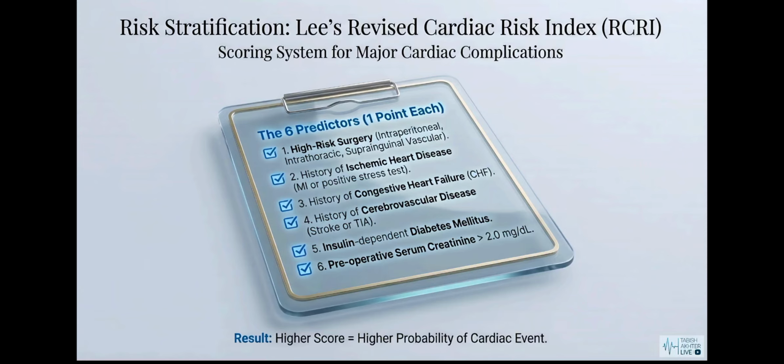or if the person is having insulin dependent diabetes mellitus, right? And finally, we will also do the blood test to determine the pre-operative serum creatinine. If that is more than 2 mg per deciliter, we will give him one more point. The higher score means higher probability of cardiac events, right?